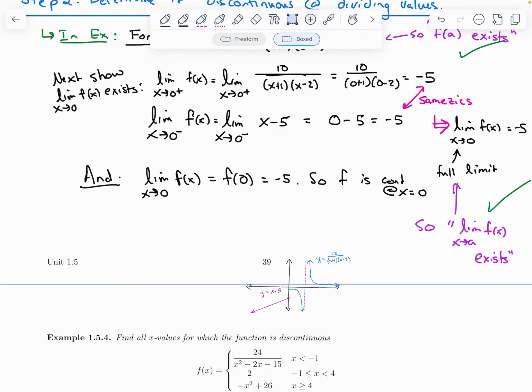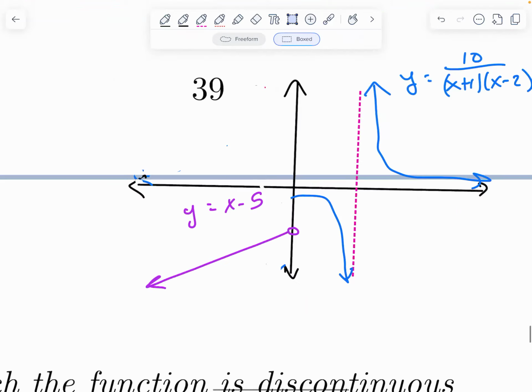So the limit existed at 0, the function existed at 0, and they were equal to each other. So all three conditions are satisfied. The function existed, the limit existed, and the limit and the function were equal. So it's continuous. So in fact, my drawing was not actually correct.